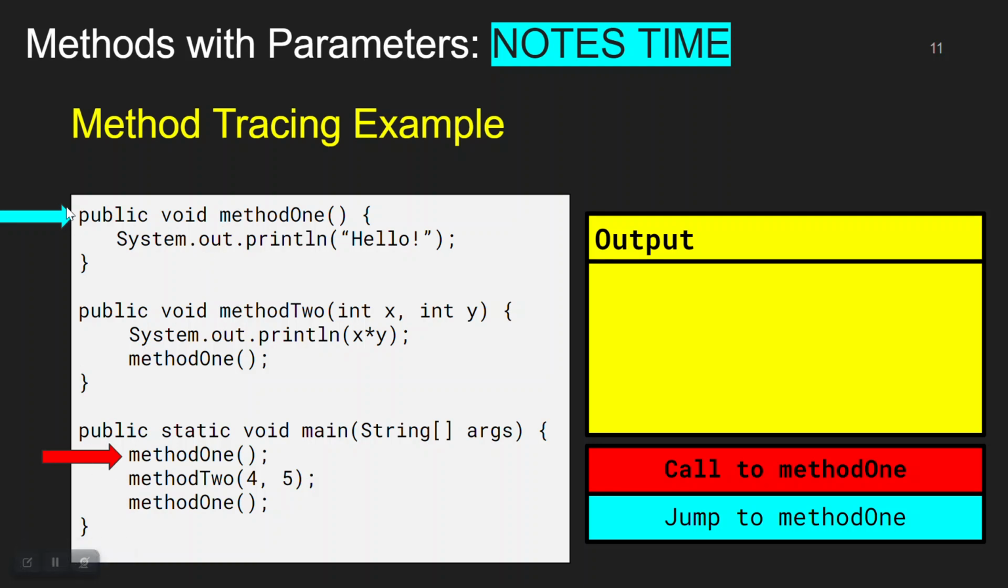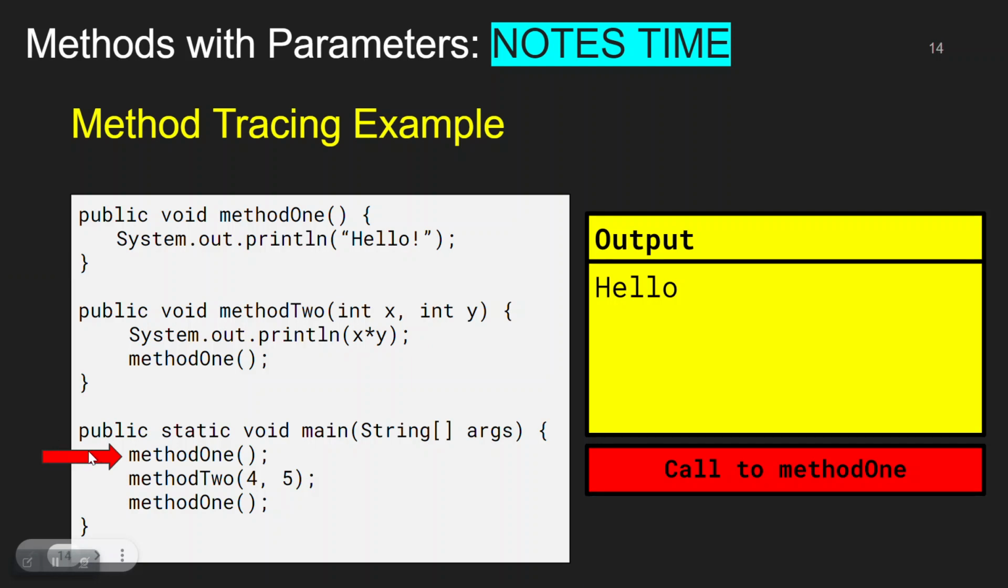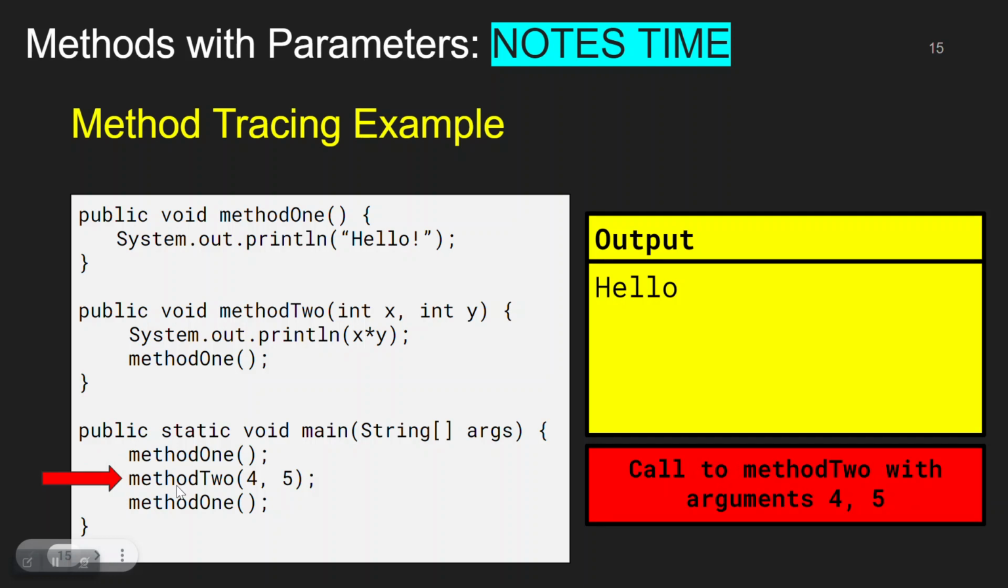So we've now jumped up to method 1, and I need to trace what's going to happen up here. So we get to the first print statement, which prints hello. And then we get to this final curly brace. So that's the end of method 1, which means we can jump back down here in main. So now we go down to method 2.